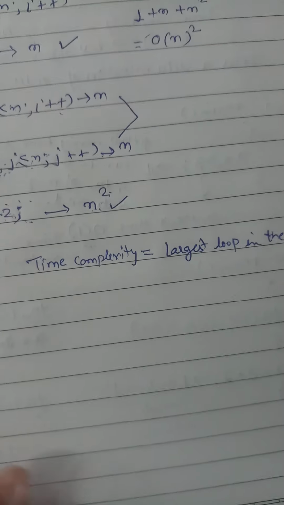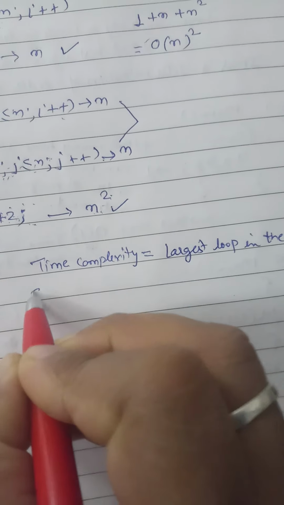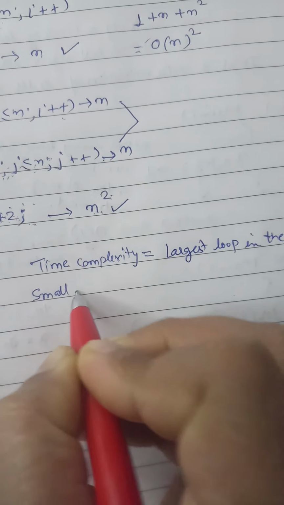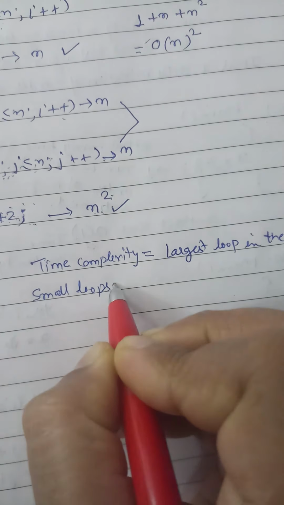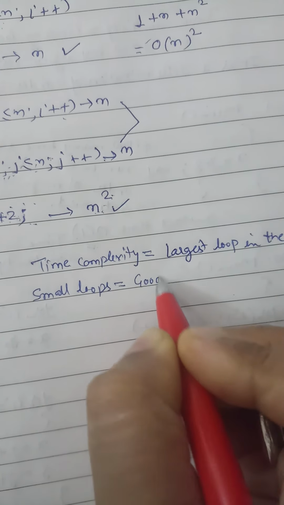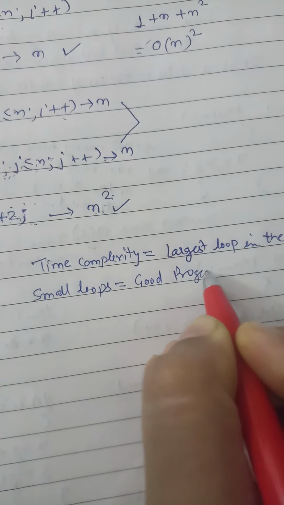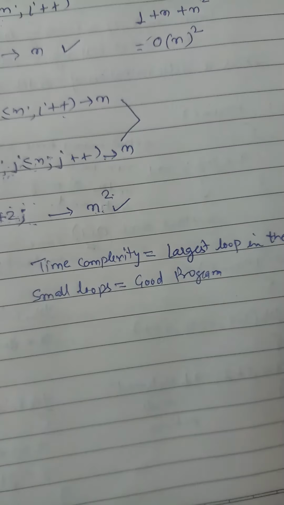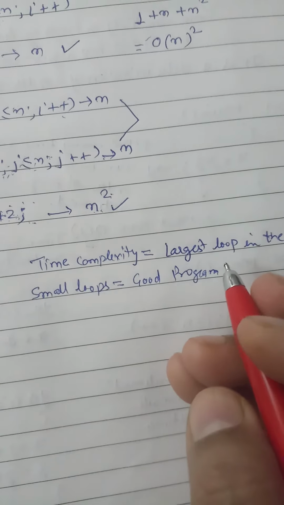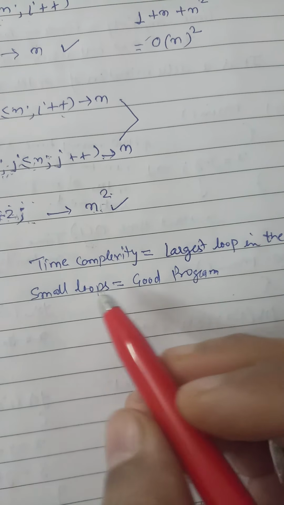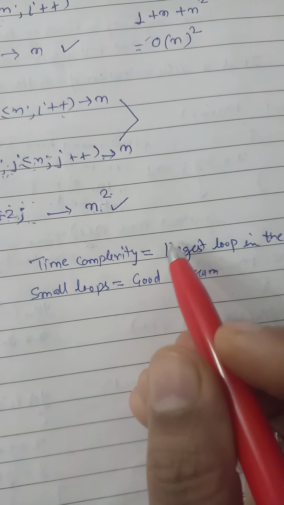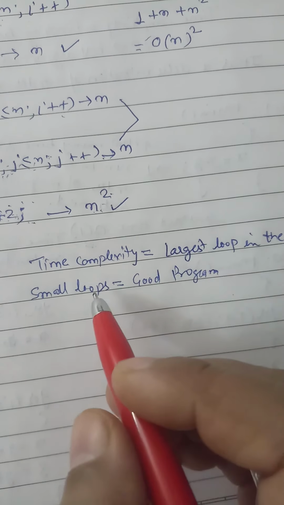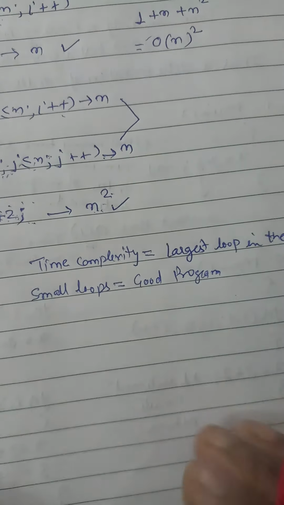So as we discussed earlier also, small loops mean a good program. With a big loop, we can say okay, but it will take more time. But if we can write the same program with the largest loop turned into the smallest loop, then it will be the best or a good program.